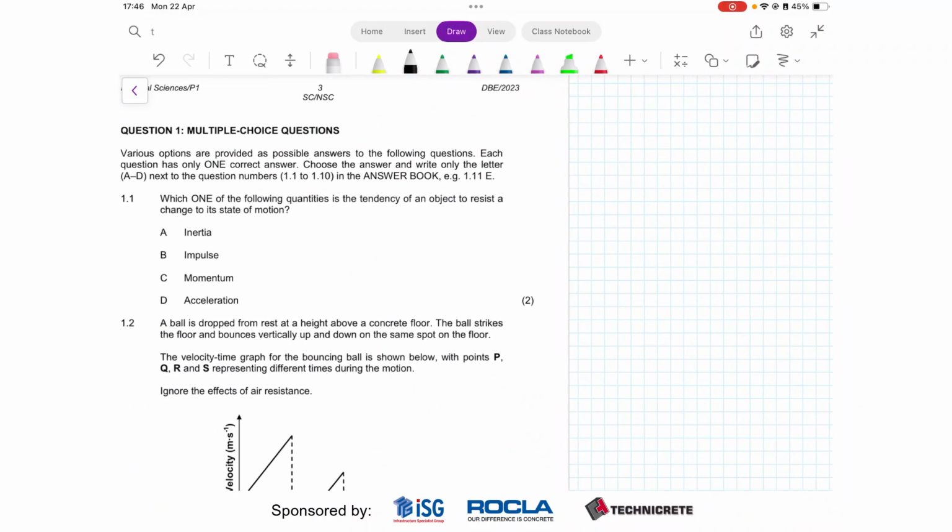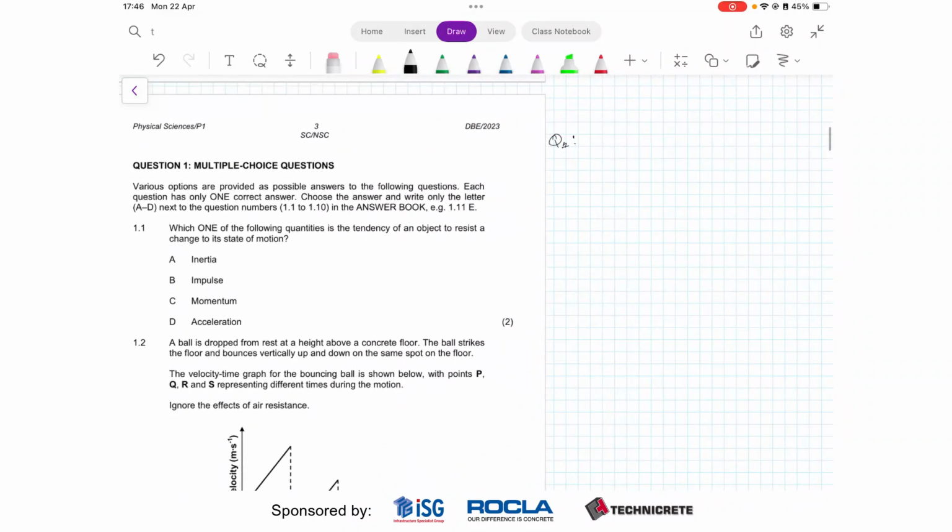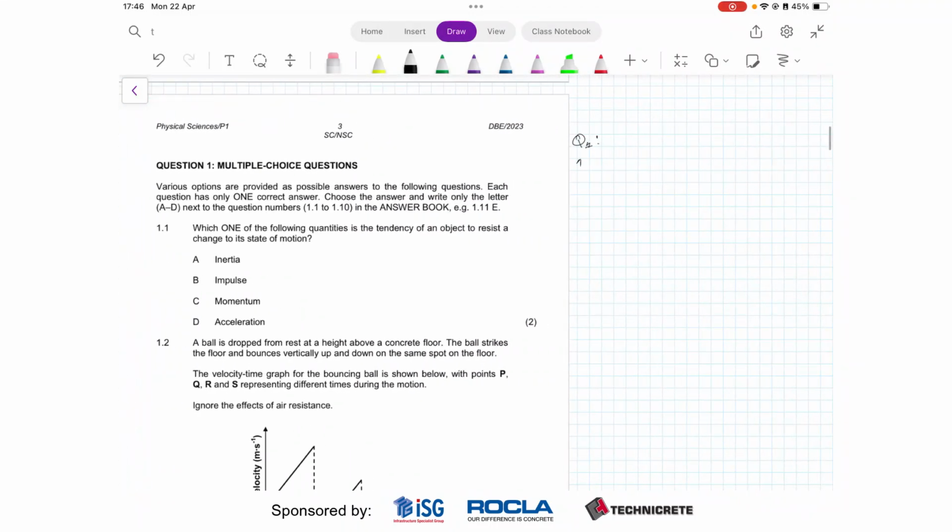So as we all know, question 1 is multiple choice. Therefore, I'll just write out 1.2, 1.3, 1.4, 1.5, 1.6, 1.8, 1.9, 1.10. All right, for our multiple choice questions, we have variable options, which are provided as possible answers, and each question has only one correct answer.